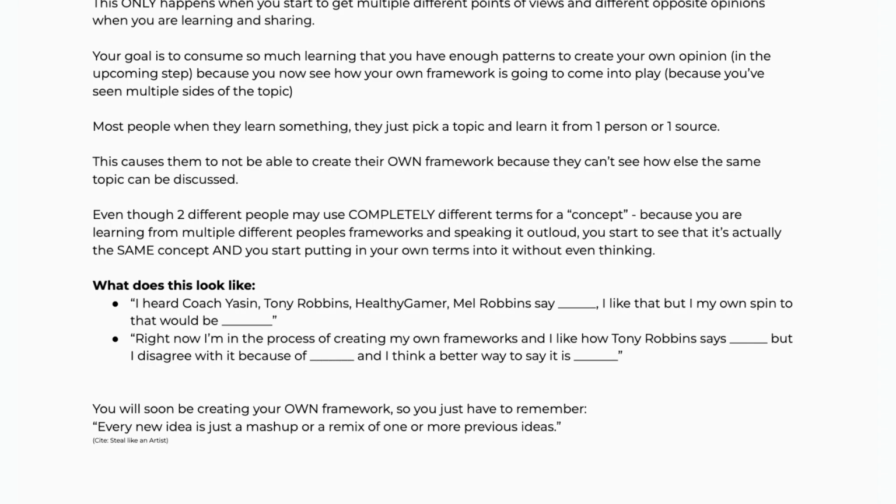And so the big thing that you have to understand is that as soon as you start doing this, that is when you'll be able to start creating your own frameworks, which is the next step, right? And so you just have to remember that every new idea is really just a mashup or a remix of one or more previous ideas. Okay, that's all you have to remember, and that's how you're going to be able to start creating your own framework.